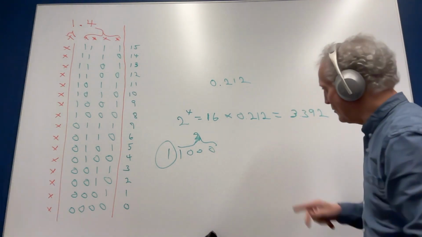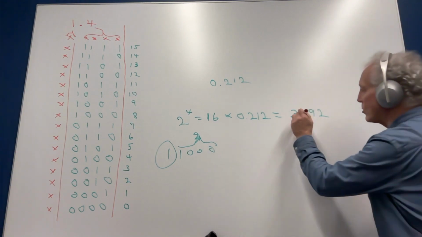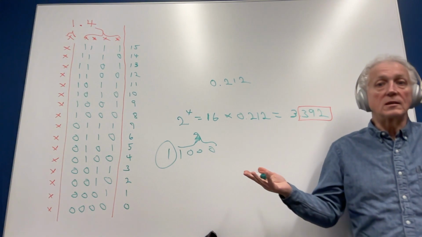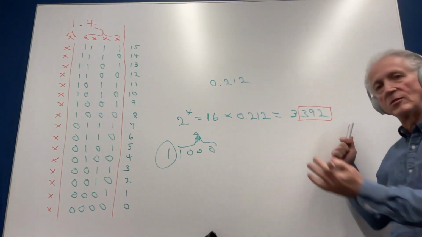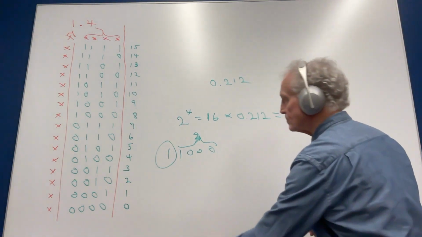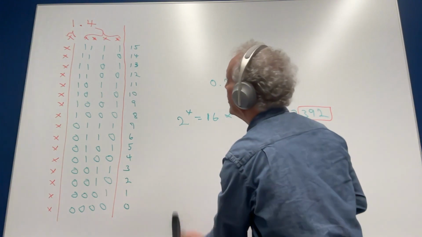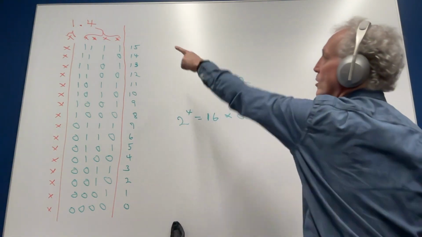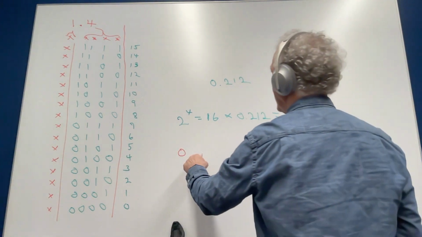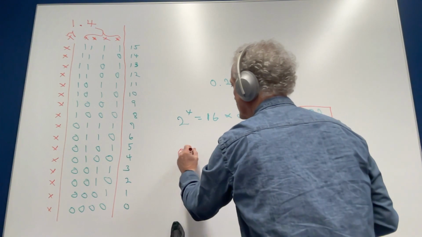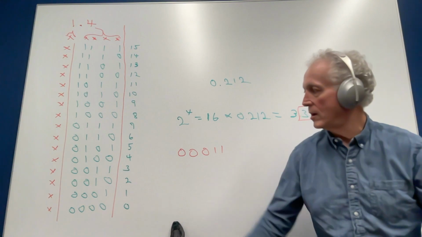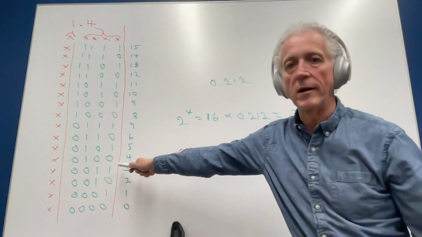3.392. So obviously, we have to throw away this fractional part because we can't show a fraction within a fraction within a fraction. We can't do it. So we have the 3. So this will be, in a 0.212 in a 1.0 format, a 0 for the whole number portion and then a 3. So 0, 0, 1, 1. That will be 0.212 because a 3 is 0, 0, 1, 1.